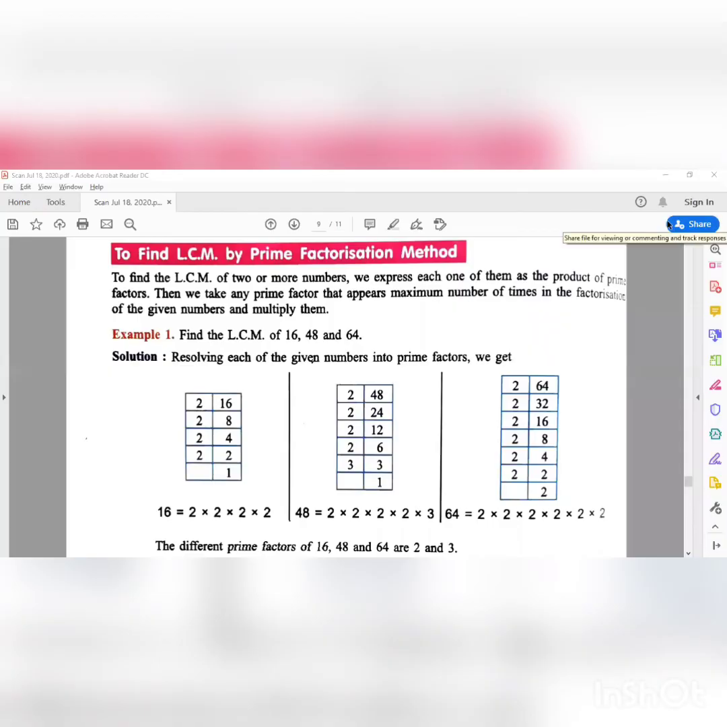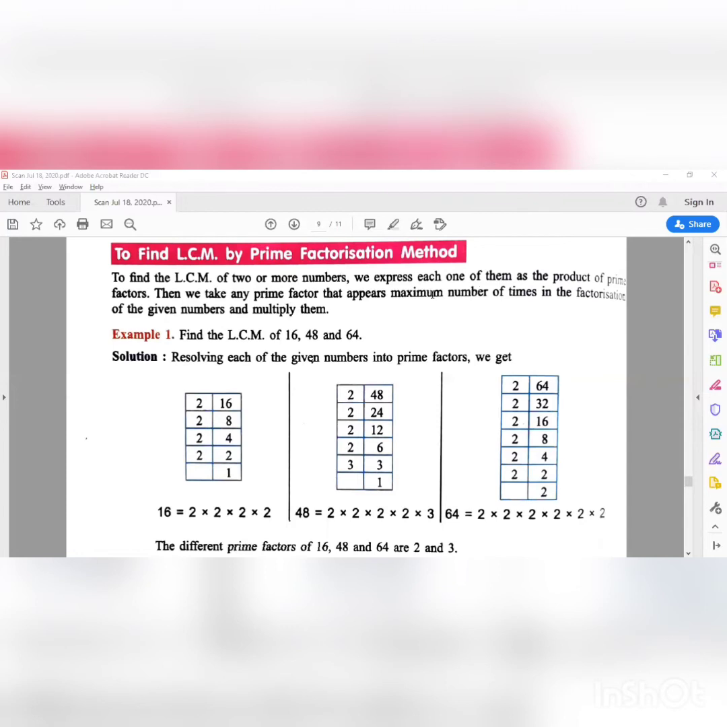Now, to find the LCM by prime factorization method. The first step for calculating the LCM by prime factorization method is that we have to express the given numbers as the product of prime factors, as we have done in HCF. The first step is common in both of these. Now, the second step for finding the LCM is that we have to take out a number that is appearing the maximum number of times in the factorization.